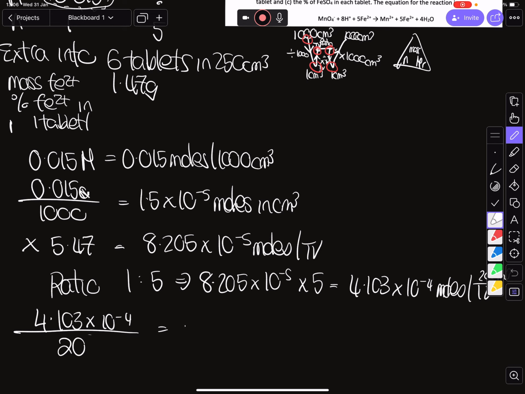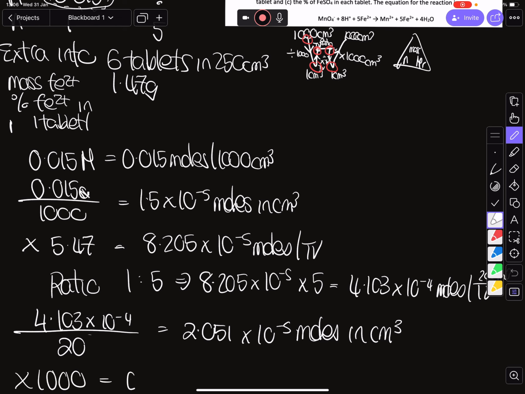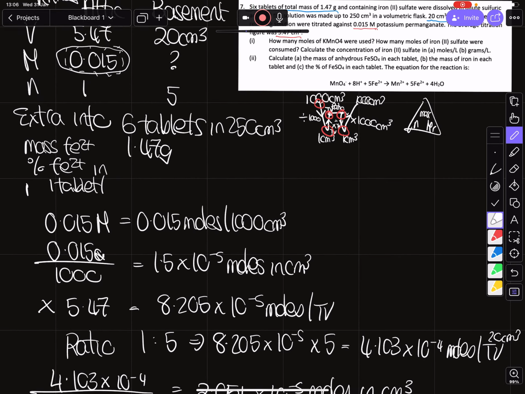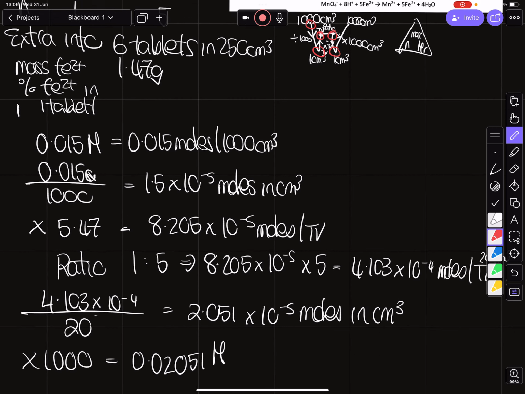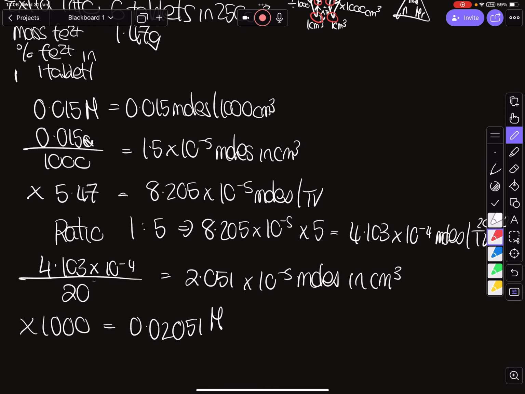So divided by 20, it will turn out to be 2.051 by 10 to the minus 5 moles in a centimetre cubed. So apologies for that. And the last bit is we multiply by 1,000. And when I do that, it should go 0.02051 big M. Now, we have a peek at our data table. Technically, there are 3 significant figures here in 5.47, so we turn this into 3 significant figures.